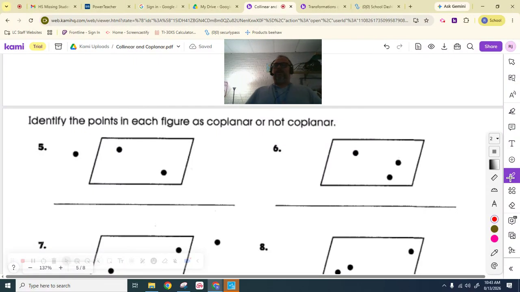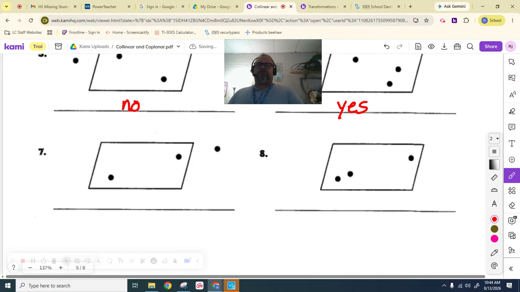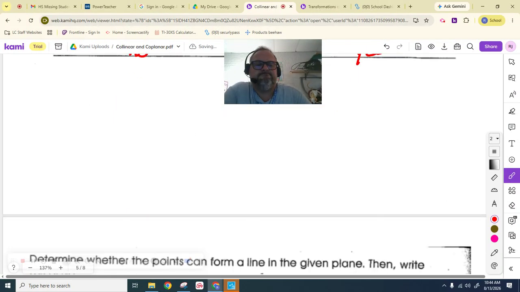All right, number 5. Are these coplanar? No, because the cow's out. Number 6. Are these coplanar? Yes, because the cows are inside. I'm just putting no and yes. If you put coplanar, not coplanar, that's fine. Some people will put smiley face, frowny face. These are your notes. I'm not taking these up. This is for you to be able to understand. Number 7. No, we got a cow out. Number 8. Yes, all the cows are inside.